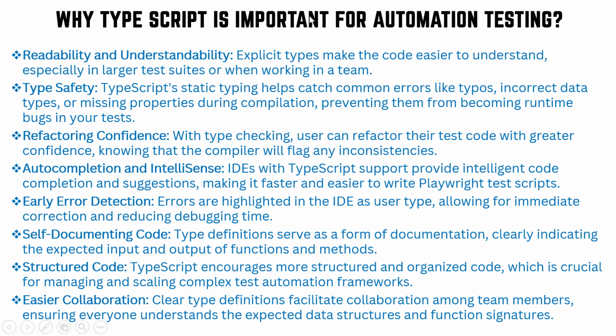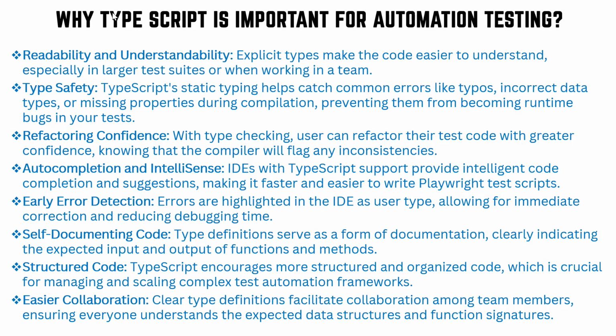Now, why is TypeScript really important for automation testing? Let's understand it. Readability and understandability: explicit types make the code easier to understand, especially in a large test suite when working in a team. Because most of the time, in most projects, you will not be working alone, right? You will be working in a team of 5, 10, or 20 members in automation. So TypeScript will help with readability and understandability as well.